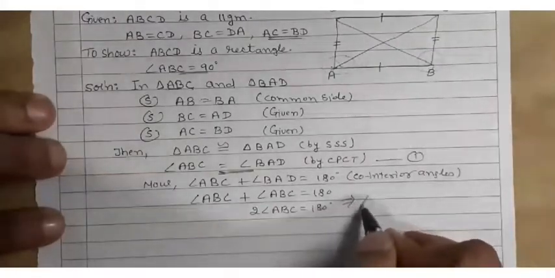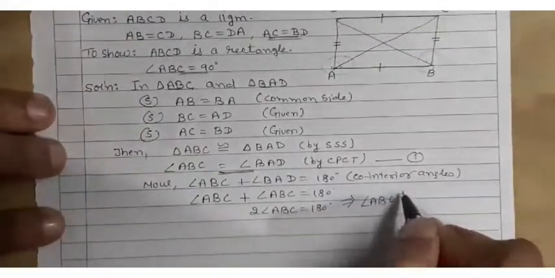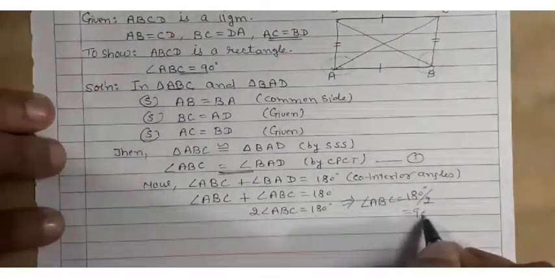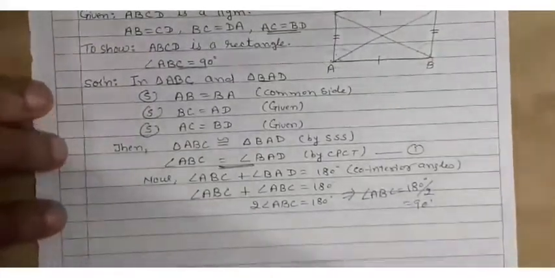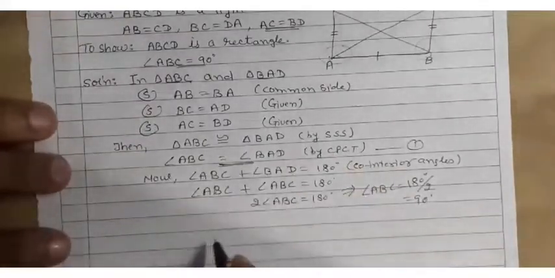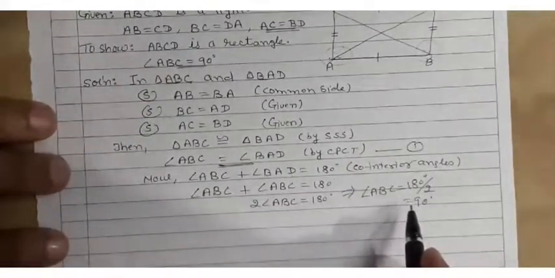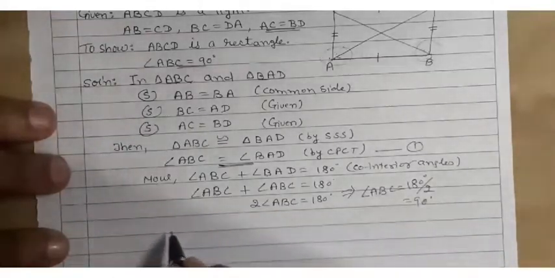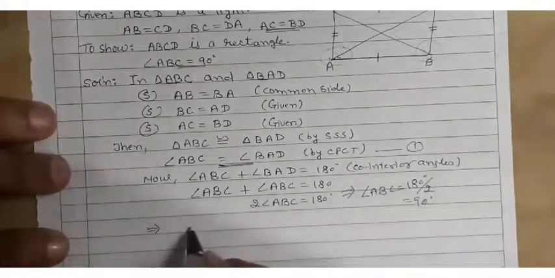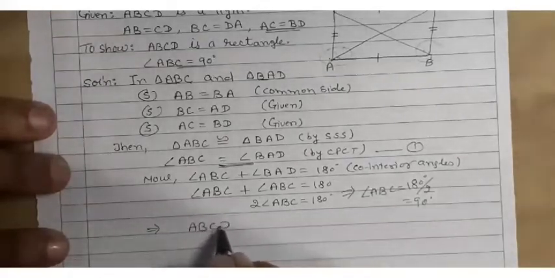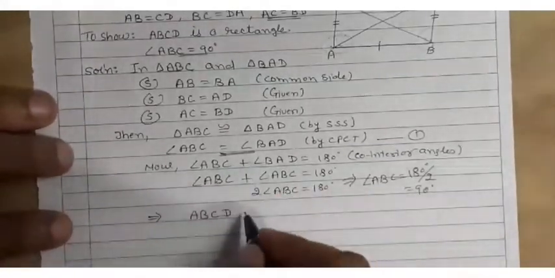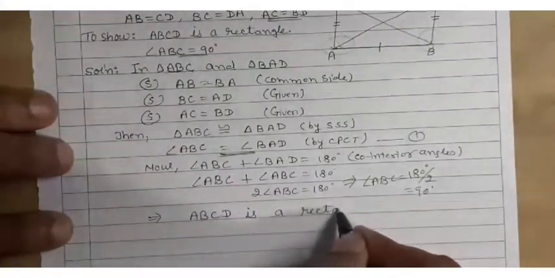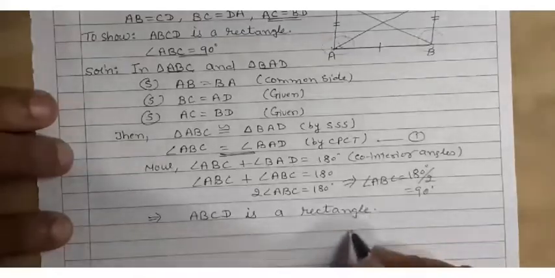Then what is the meaning? Angle ABC is equal to 180 degrees upon 2, that is your 90 degrees. Okay, that is only what we have to show. In any parallelogram, if one angle is a right angle, then we can say it is a rectangle. This implies ABCD is a rectangle. Hence proved.